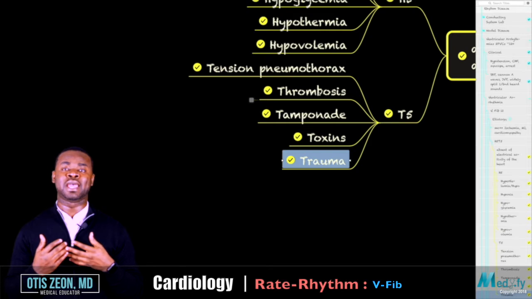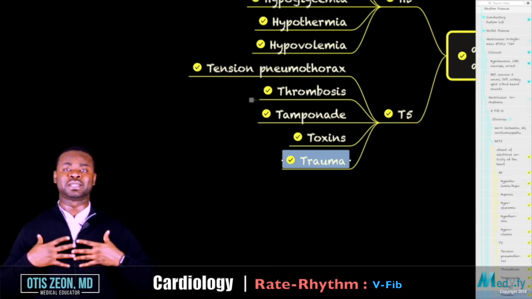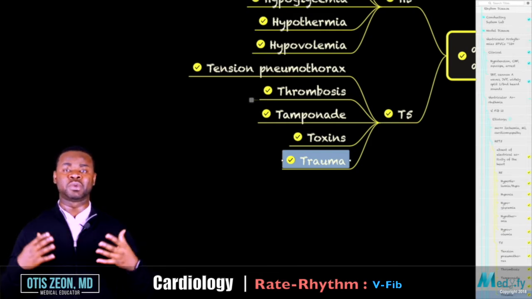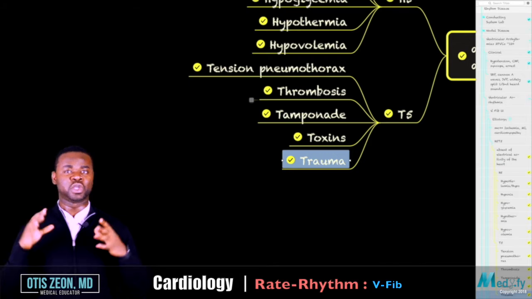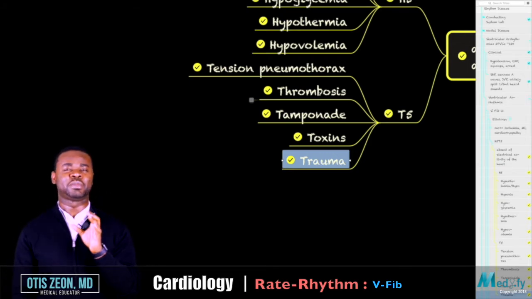If the person comes in and they had blunt thoracic trauma by the steering wheel after they went into a car accident, then you can say, okay, maybe that caused a cardiac contusion and that led to an arrhythmia. So you can piece that together, but you don't necessarily have to memorize this.